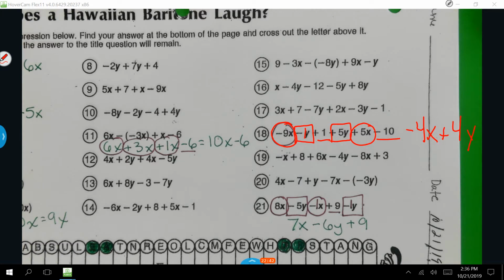And now we have a positive 1. Now we're going to go with our line. Our positive 1 can pair up with our negative 10. So what is 1 minus 10? Negative 9. So we're just going to put minus 9. That's your answer.